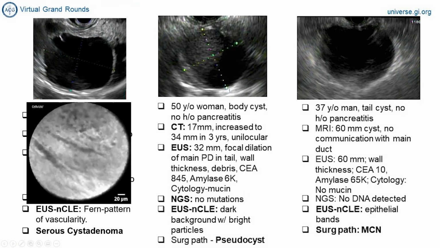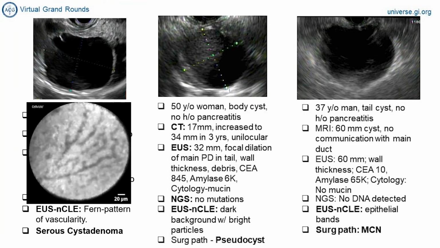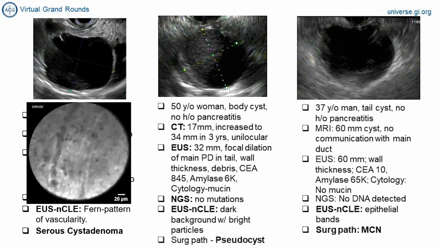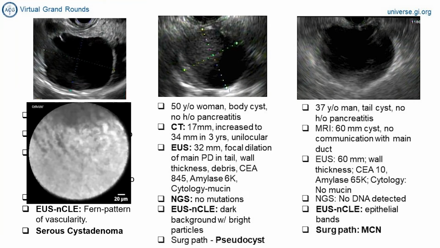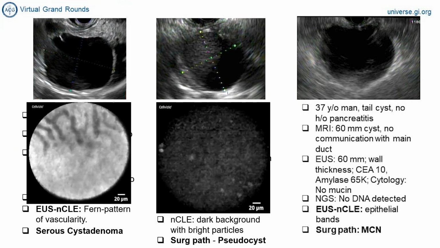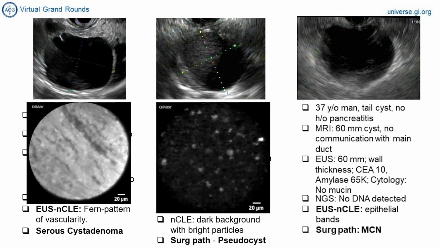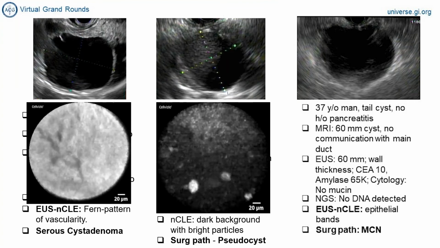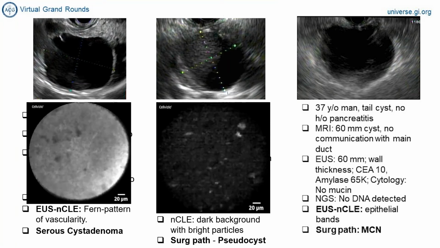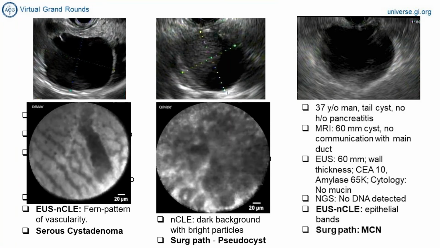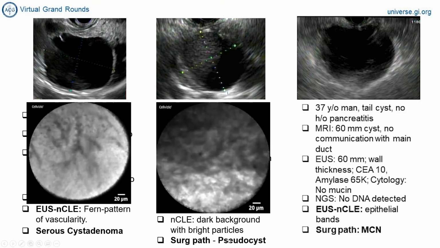Now, the second example is a 50-year-old lady with a cyst which is increasing in size, no clear history of pancreatitis, high CEA, and cytology showing mucin. We did send molecular analysis, and there were no KRAS, GNAS or VHL mutations. Endomicroscopy was actually characteristic of a pseudocyst, where you see a very dark background with bright particles. But after multidisciplinary board meetings, the decision was taken for surgery because of the patient's anxiety, and our endomicroscopy was more in an investigative stage at that point in time. Surgical pathology revealed a pseudocyst.